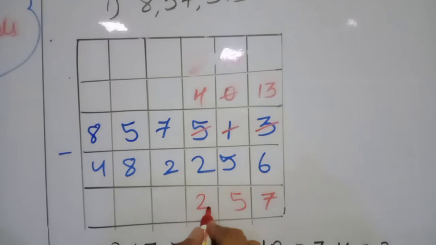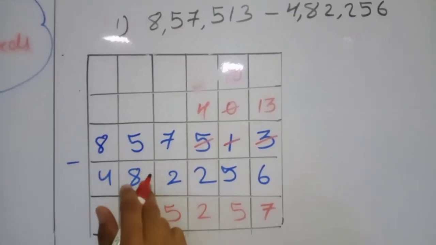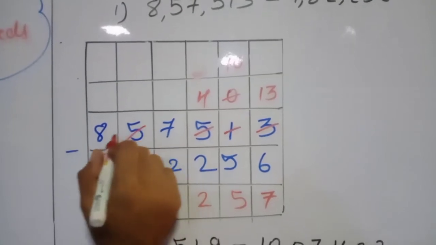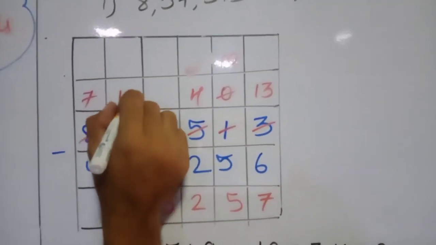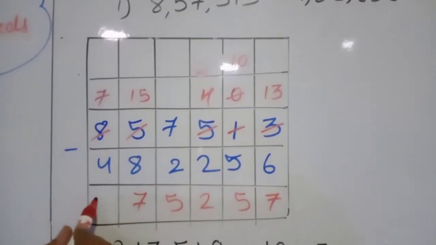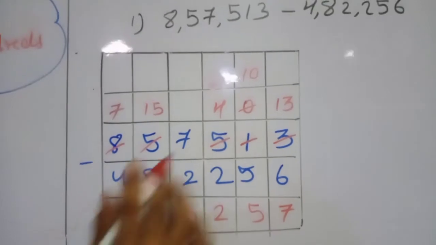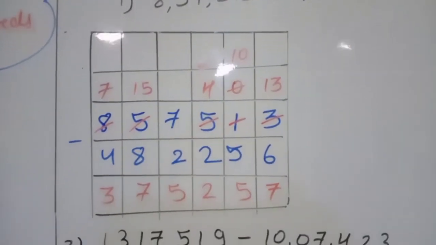10 minus 5, 5. Can we subtract this 2 from 4? Yes, 2. Now 7 minus 2, 5. 5 minus 8, not possible. So borrow 1 from 8, so it will become 7 and this will become 15. 15 minus 8, 7. 7 minus 4, 3. This way we can arrange this given sum and we can subtract it easily.